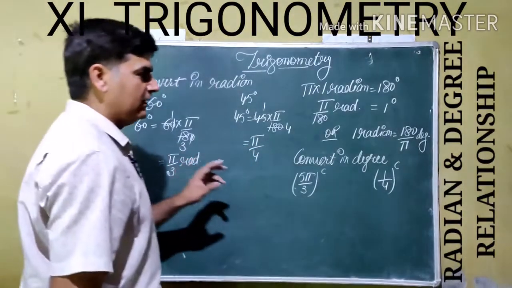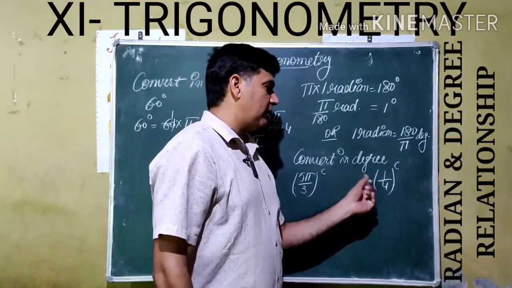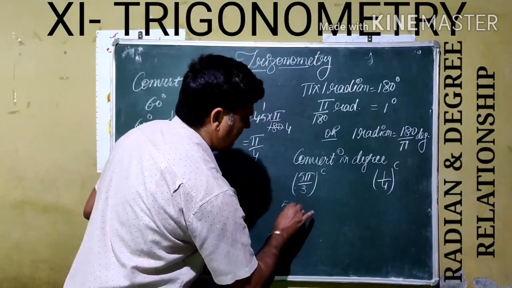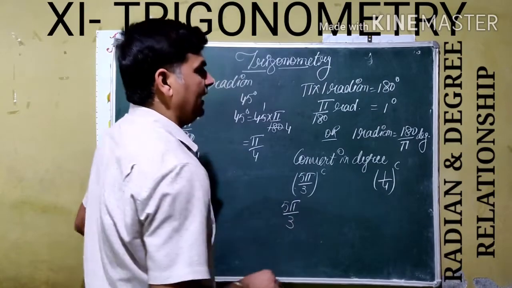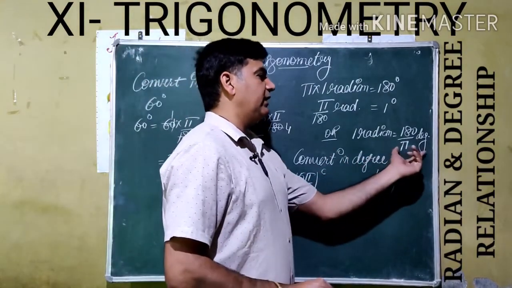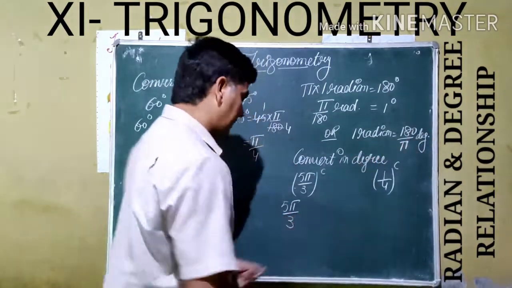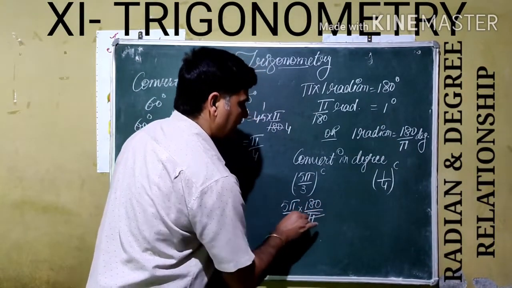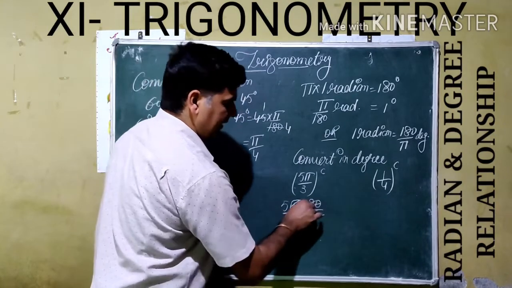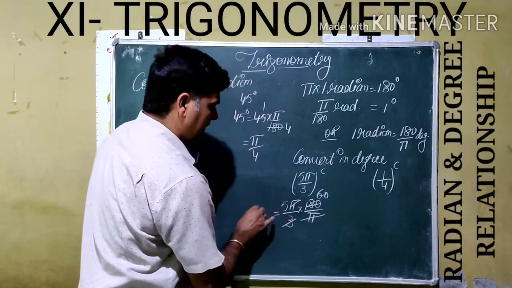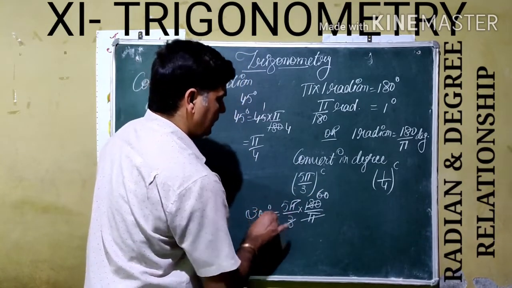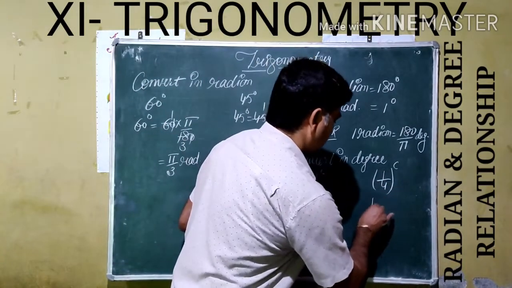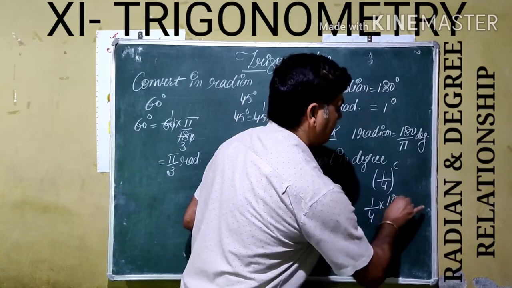Another example: convert the given values of radian in degree. First we have 5 pi by 3. If we have any value in radian, to convert in degree we multiply by 180 by pi. So 180 by pi. Here pi cancels out, and in the table of 3 it cancels out to 60. So the answer in degrees becomes 300. Now if you see another example, 1 by 4. It is also multiplied by 180 by pi.